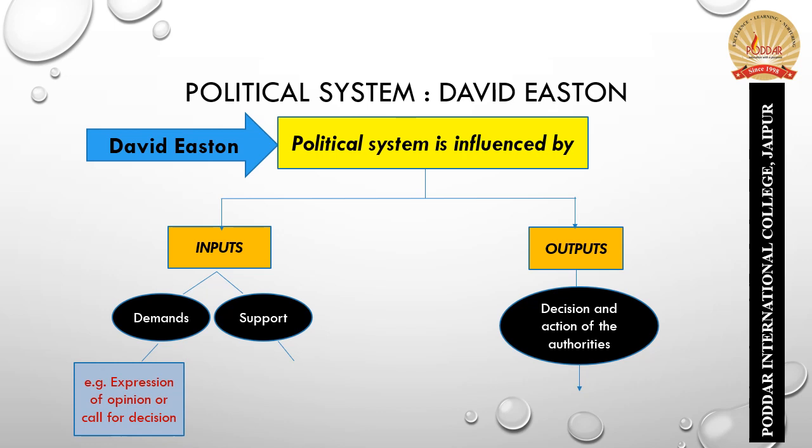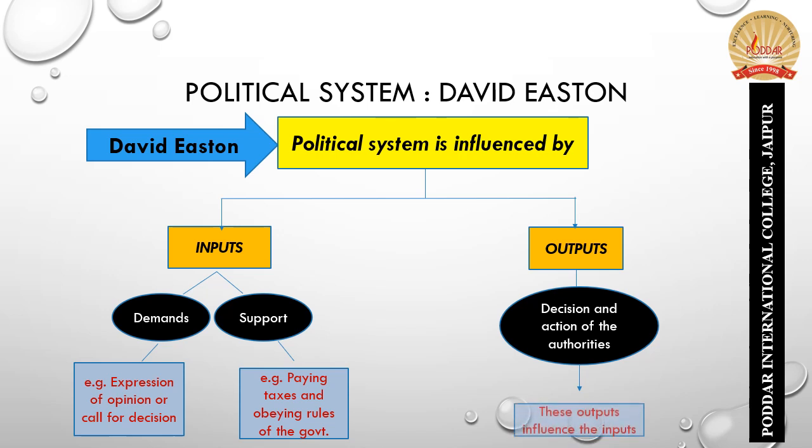Demand is an expression of opinion or a call for decision. Support means paying taxes and obeying the rules of the government. This is support towards demands. The decisions and actions of the authorities, these outputs, influence the inputs. Let's come to the appropriate model given by David Easton regarding the political system approach.